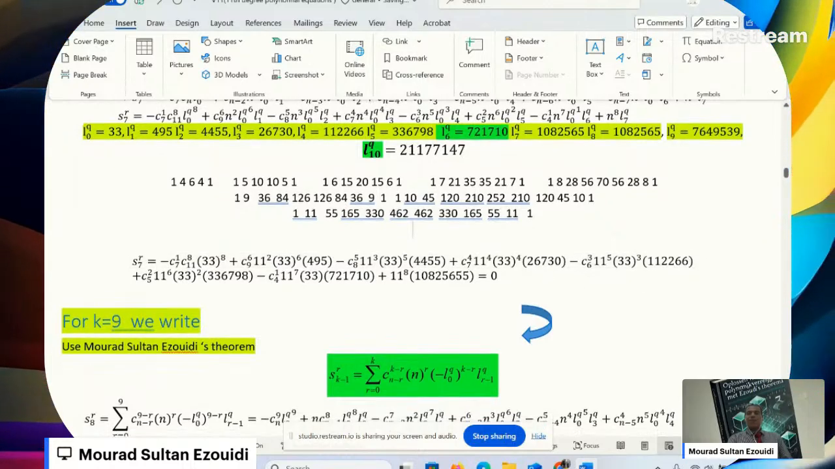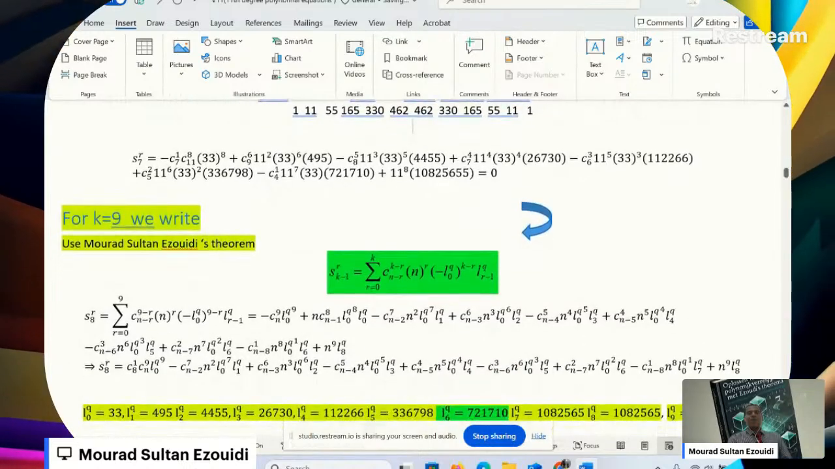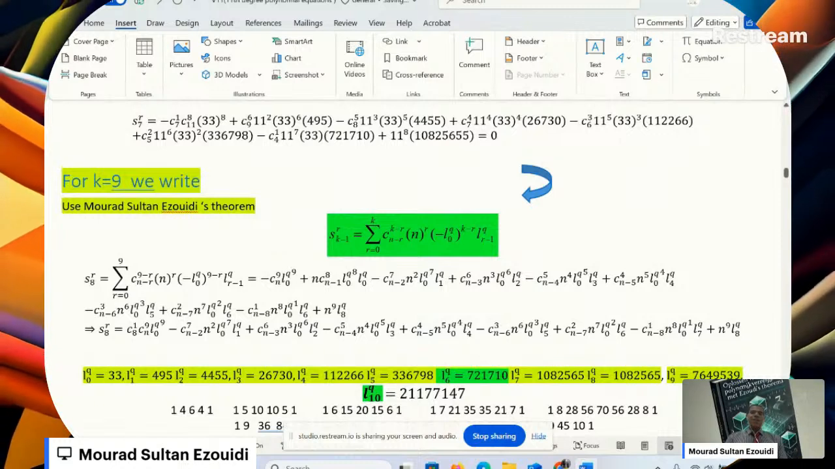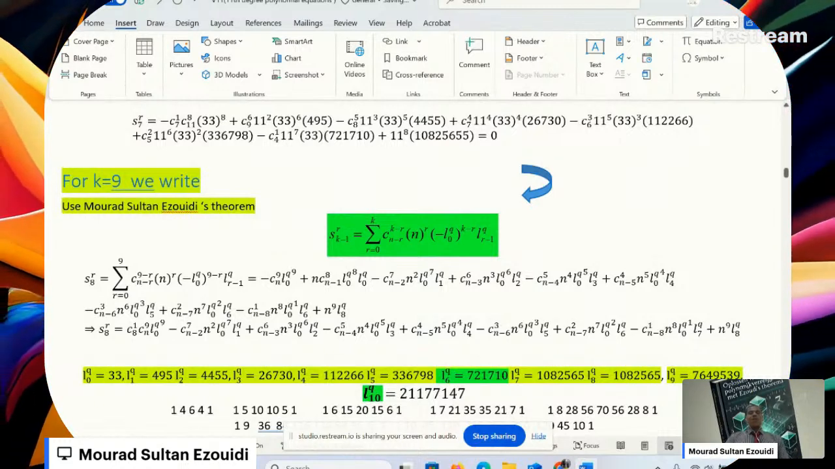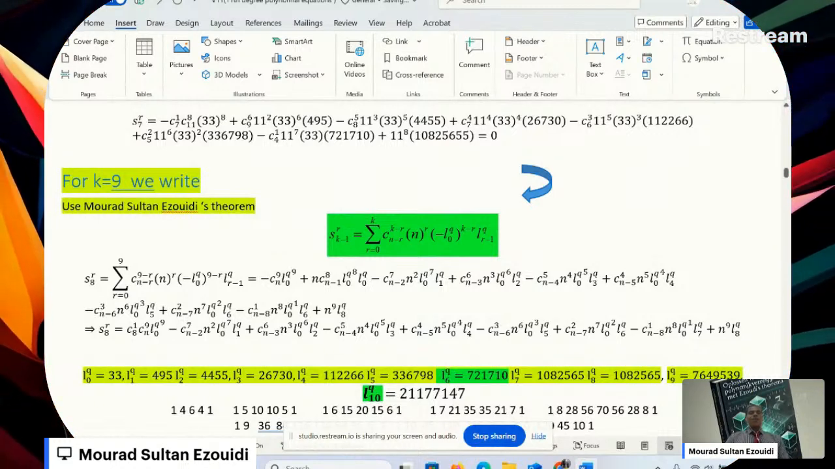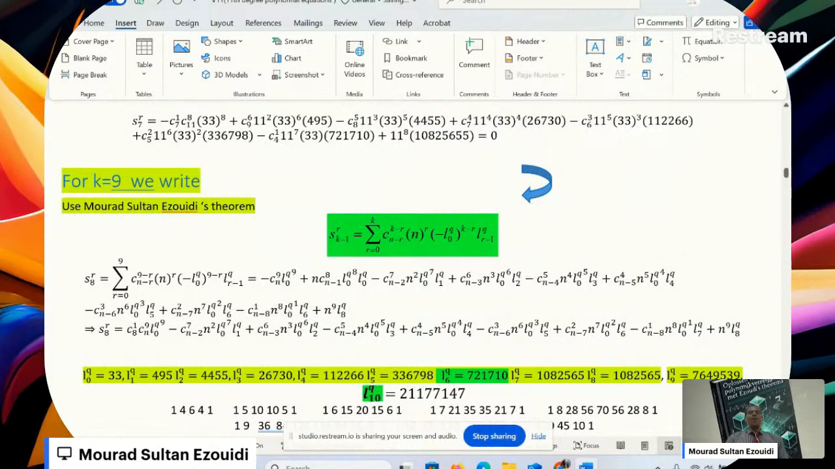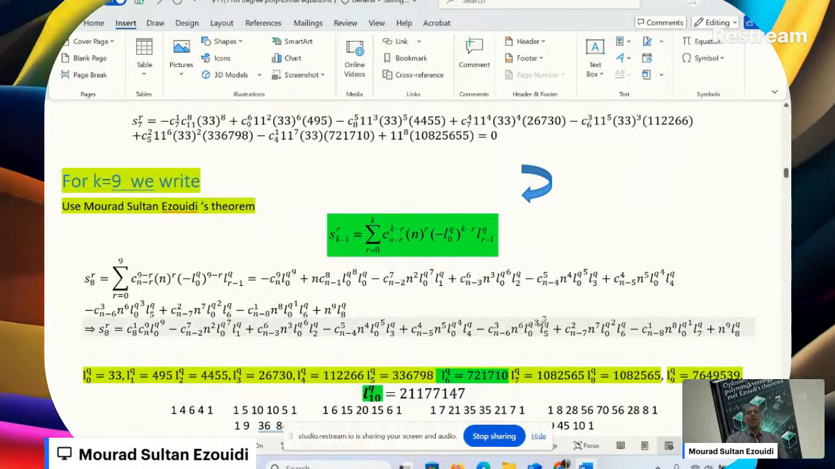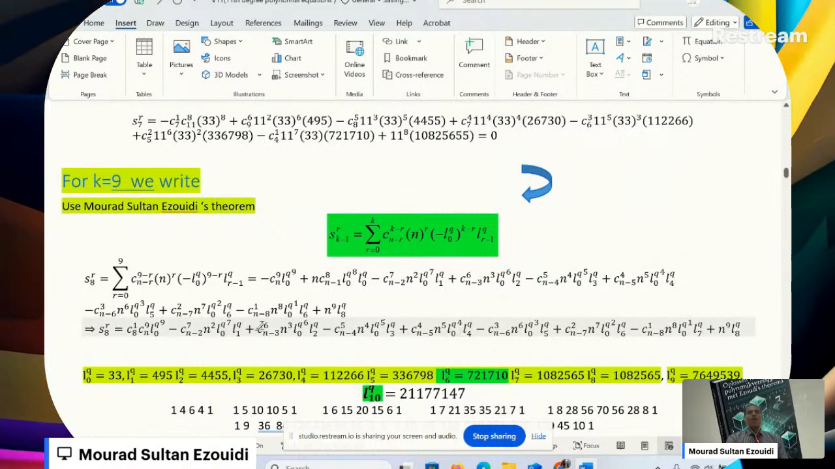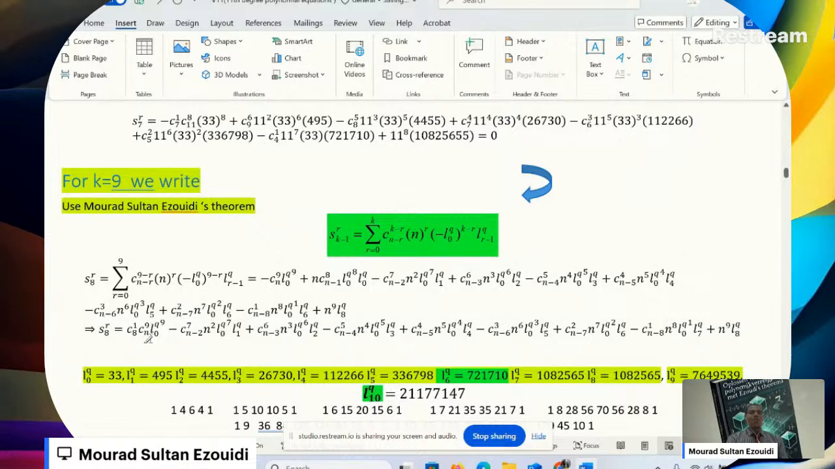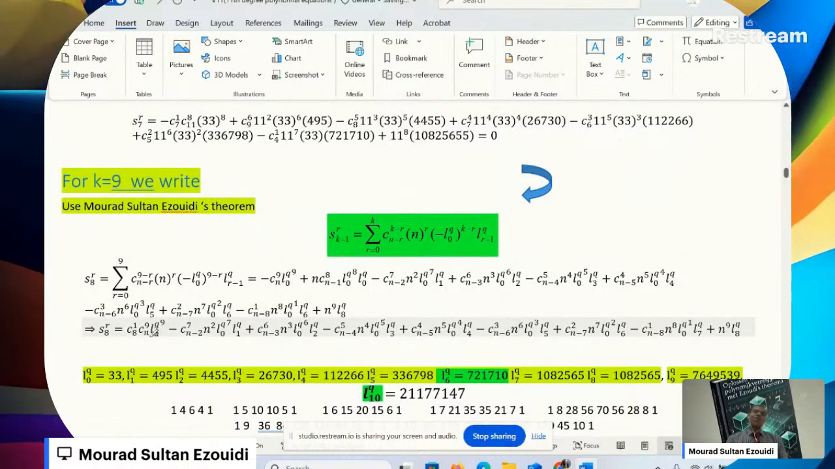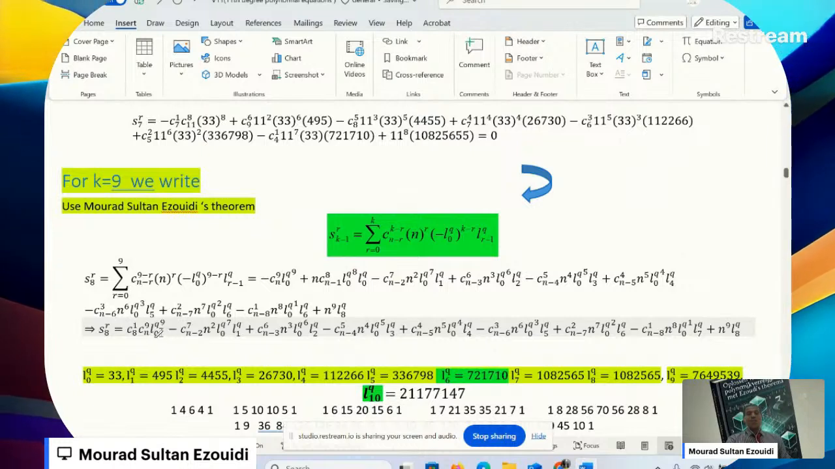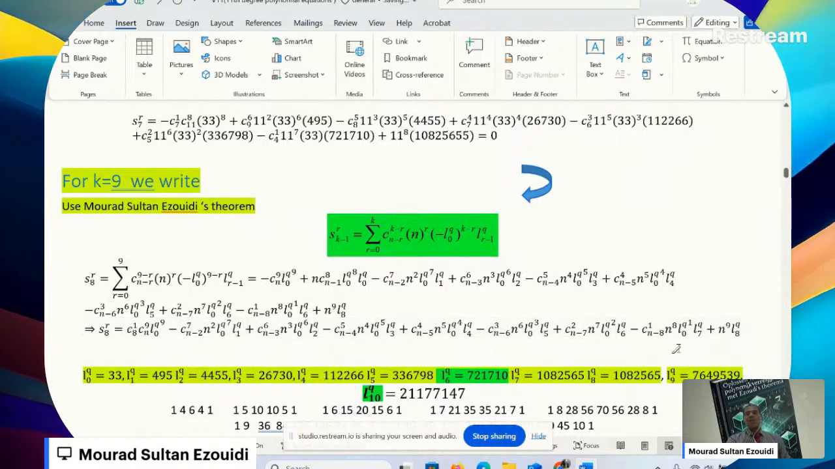Okay, let's continue. We continue now to find S8. We should put k equal 9. And here, Professor Mourad Sultan Ezouidi explains that when putting k equal 9 in his formula, you will obtain S8. S8 will give you the ninth coefficient of your n-degree equation, because this one is going to be n, meaning that you are working with n degree. But here in our example it is 11, so I am going to change n with 11 after that.